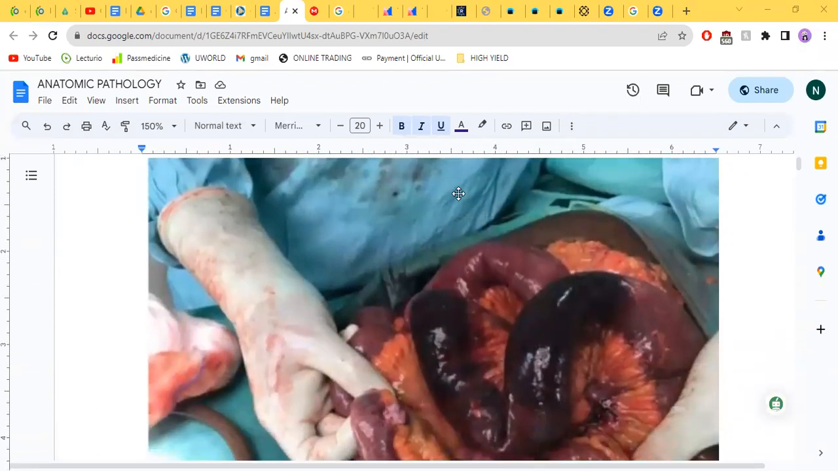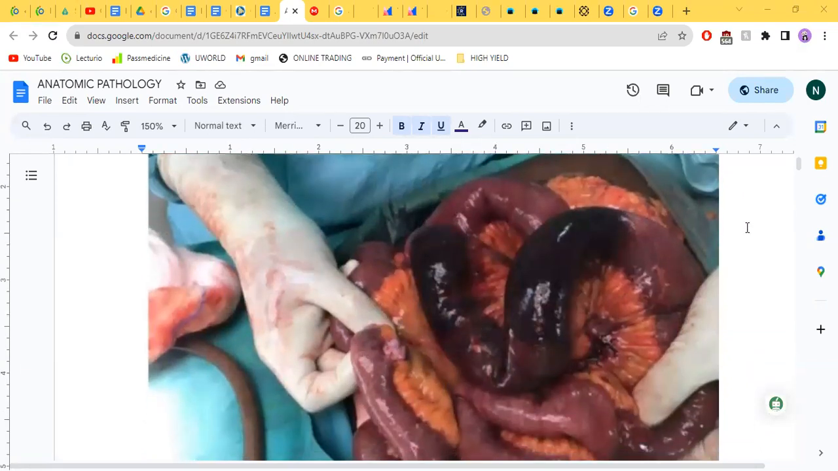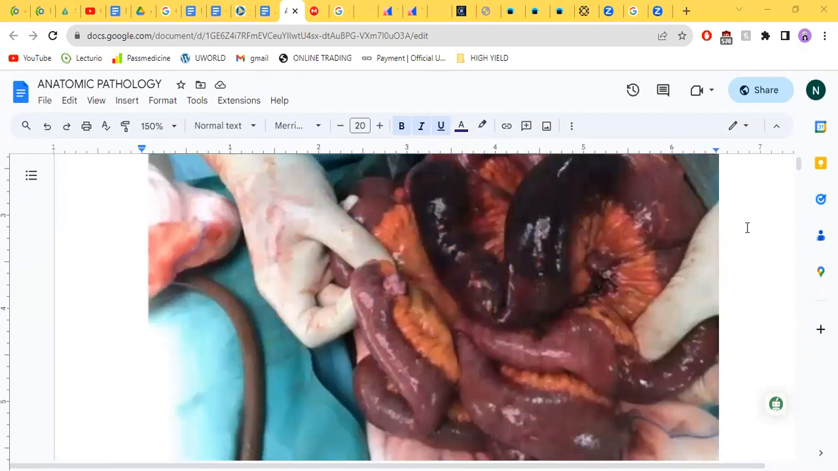Good. Now, maybe this will move quicker because we already did it. Describe the gross morphology. What can you see in this image? Let's talk about those intestines. How do they look, color-wise? Ischemic, yes, because they're black. Now, we said which blood vessel supplies this part of the intestines? Yes, superior mesenteric artery.